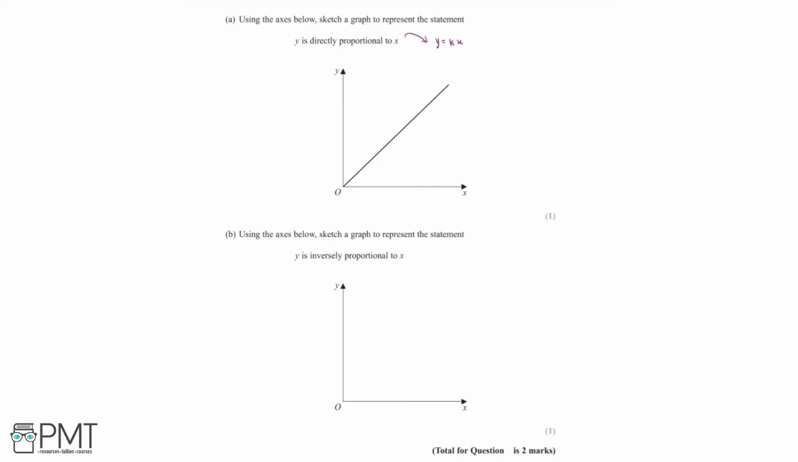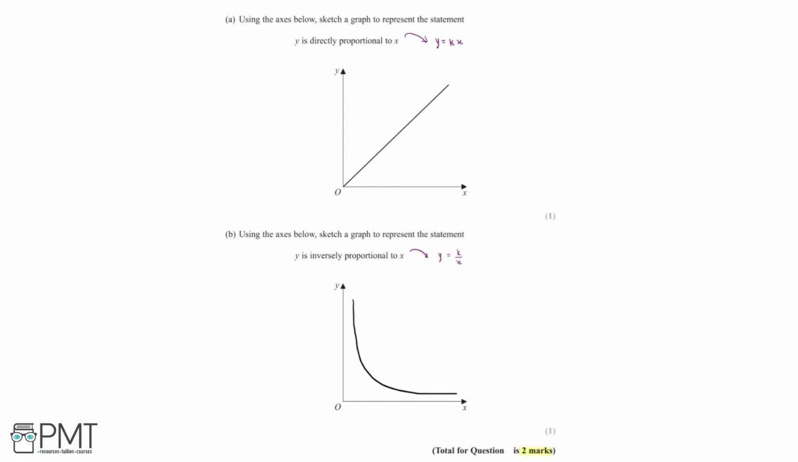Now in part B, we need to sketch a graph to represent the statement y is inversely proportional to x. Now if y is inversely proportional to x, we can say that y is equal to k over x, where k is just a constant. And so the graph of y equals k over x will look something like this. If you haven't seen something like this before, that's fine. You just need to make sure that you familiarise yourself with the graph of y equals k over x and the graph of y equals minus k over x. But for now, we've drawn the graph of y equals k over x.